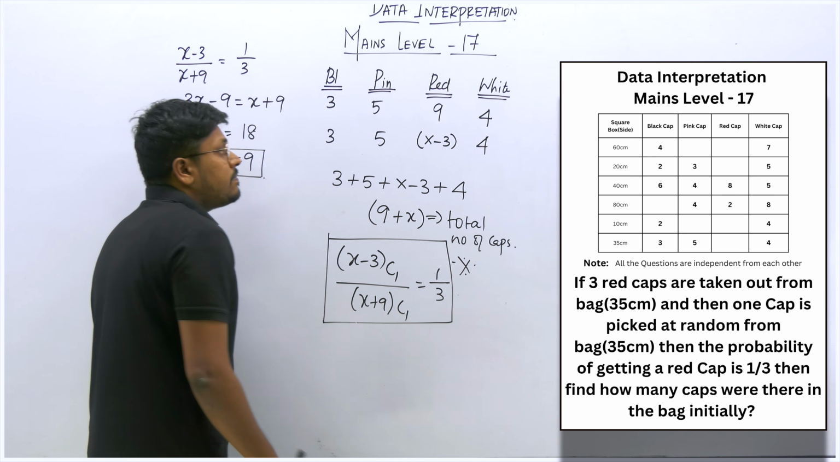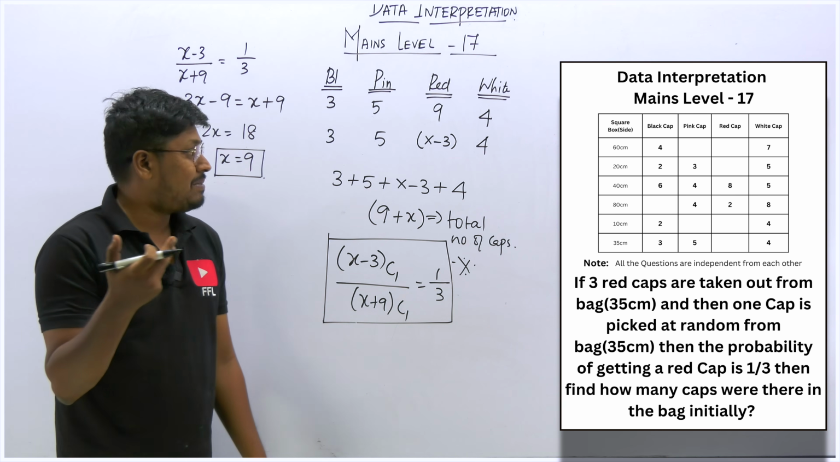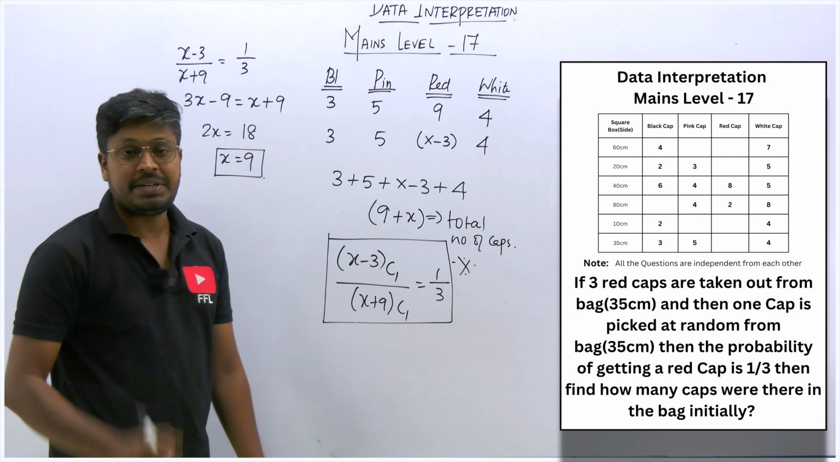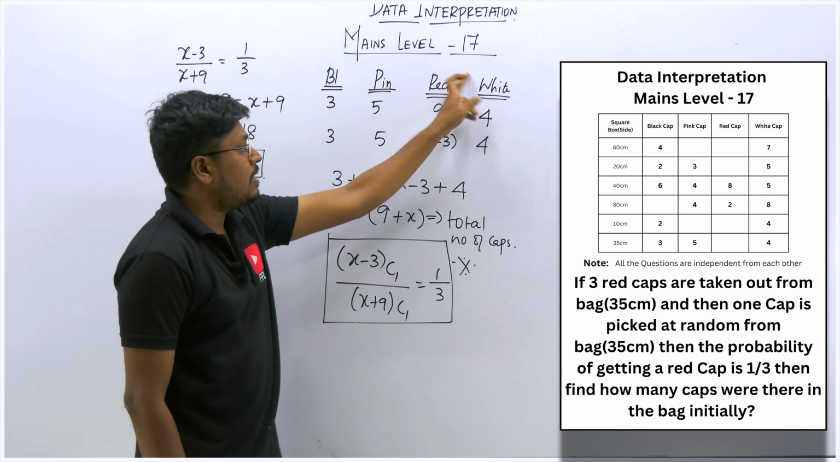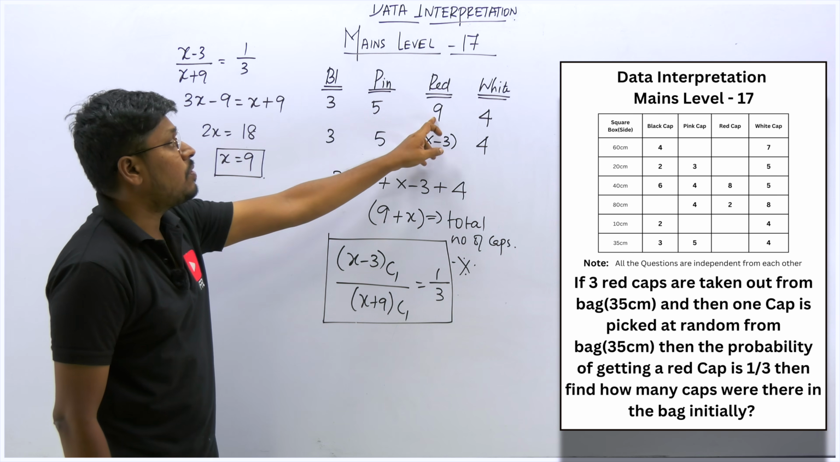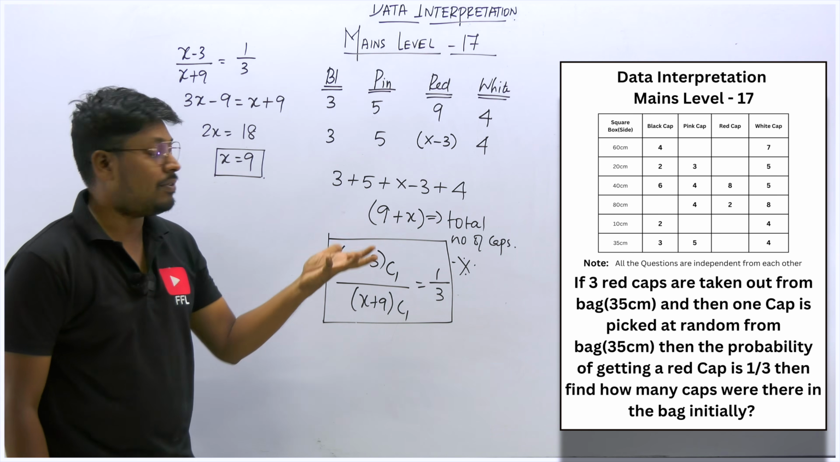So in total we have 9 red caps in the bag which is 35 centimeter, right? So black 3, pink 5, red 9 and white 4. We should not take this value for the next question, because each question is independent. They have already told that.